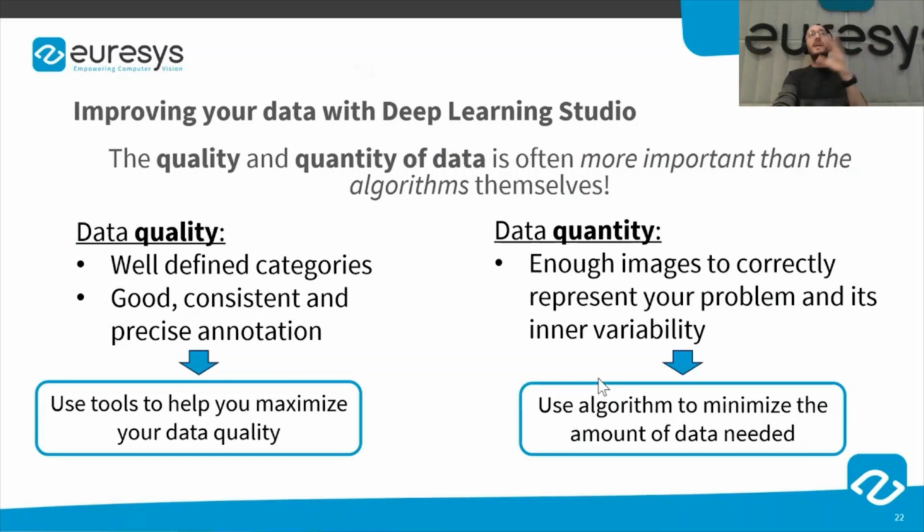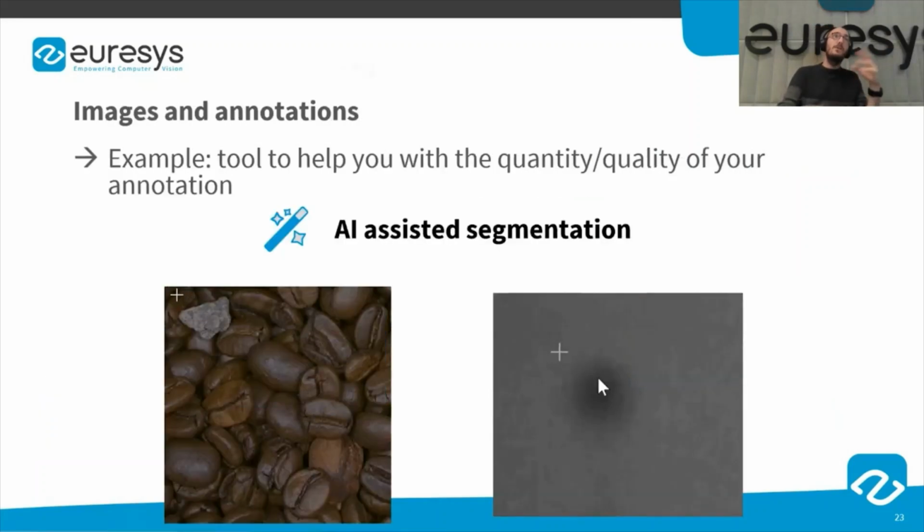The first place to look to improve both data quality and quantity is, of course, the annotation step. This is why we have introduced a few years ago an AI-assisted annotation tool. It makes annotation here for segmentation much faster. And so for the same time budget, you can annotate more images. Also it will make your annotation more consistent than a manual labeling, which can also improve the training of the deep learning models.